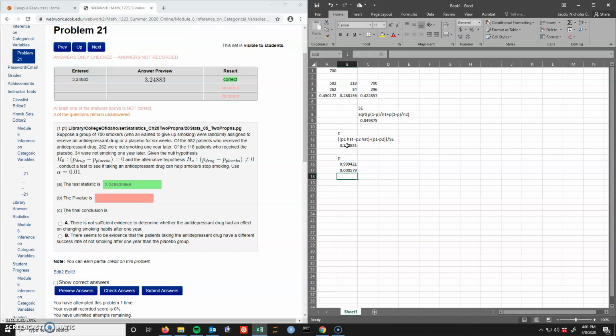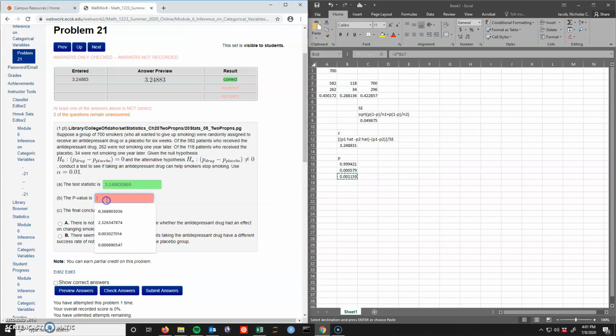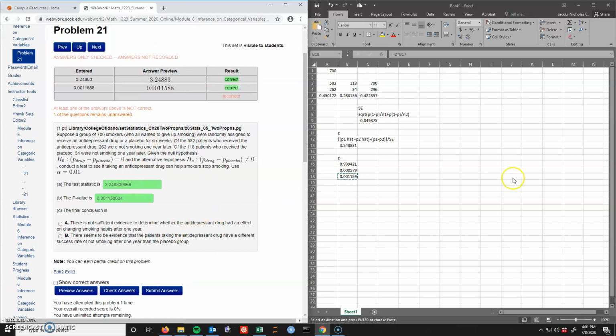Now this one is a not equal to, so I have to double the tail. Because there are two tails on this one, to get the p-value you have to double it. So we take that, copy it, and paste it. By the way, I'm just using the keyboard shortcut there. Let's check that answer. Perfect. I do suggest you copy and paste when using Excel and WeBWorK. It'll get pretty particular here.